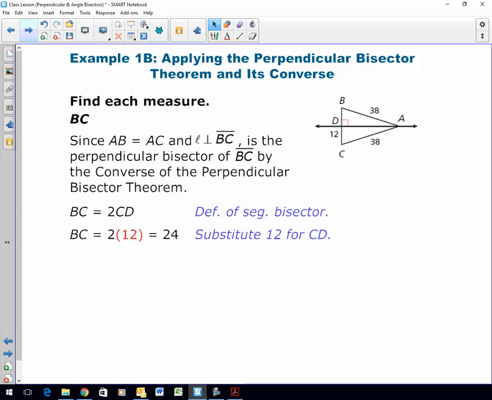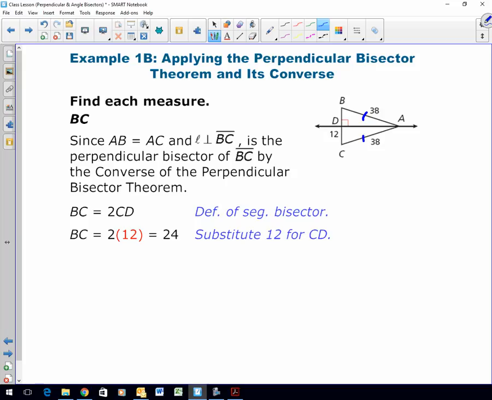Let me show you how to apply this. It's really easy. Today's work should be easy. If I'm trying to find the measure of BC, here's what I know. I know that AB and AC are congruent, right? Because they're both 38.